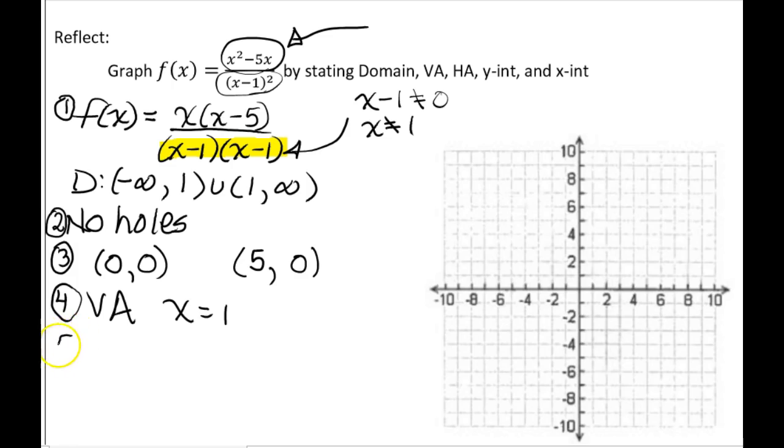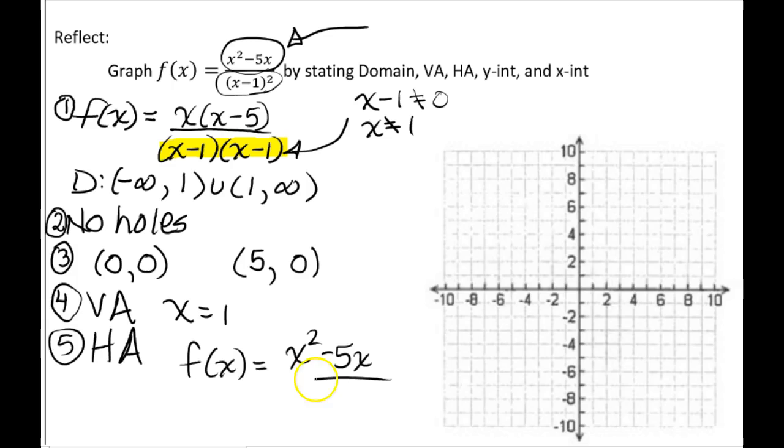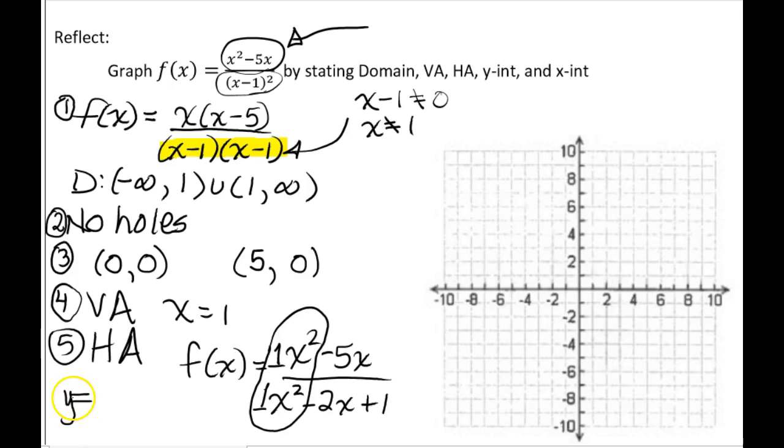To find our horizontal asymptote, we're going to look at exponents. If we look at f of x, we're going to have x squared minus 5x at the top, and at the bottom when I do FOIL, I'm going to have x squared minus 2x plus 1. And we look at the largest exponents in the numerator and the denominator. In our case, they're equal to each other, so that means the ratio of the coefficients is going to be my horizontal asymptote. So our horizontal asymptote for this problem will be y is equal to 1.